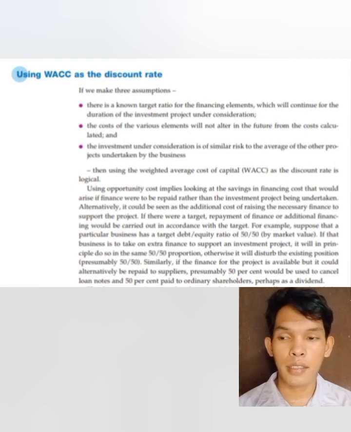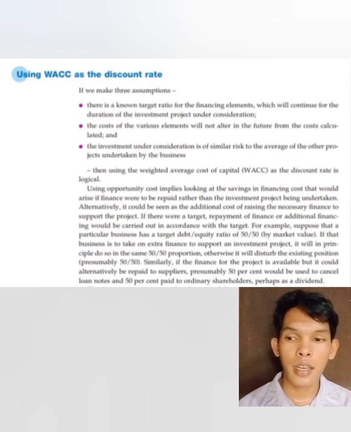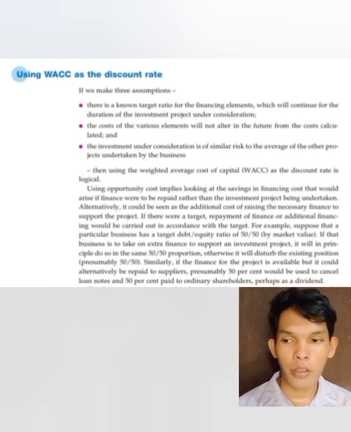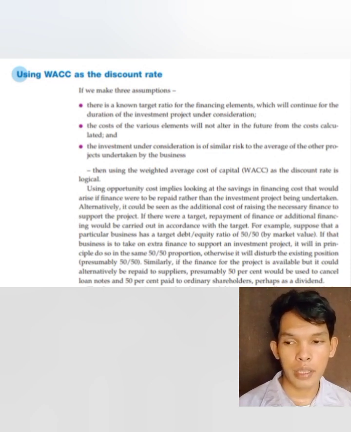Using WACC as the discount rate, we make three assumptions. First, there is a known target ratio for the financing elements, which will continue for the duration of the investment project under consideration. Next, the cost of the various elements will not alter in the future from the cost calculated. And lastly, the investment under consideration is of similar risk to the average of the other projects undertaken by the business. Then using the weighted average cost of capital, WACC, as the discount rate is logical.